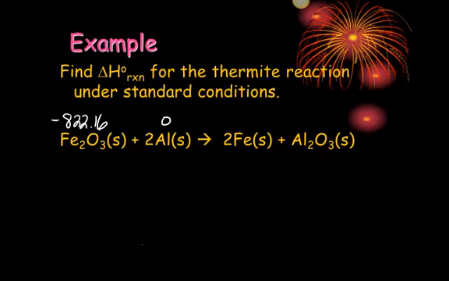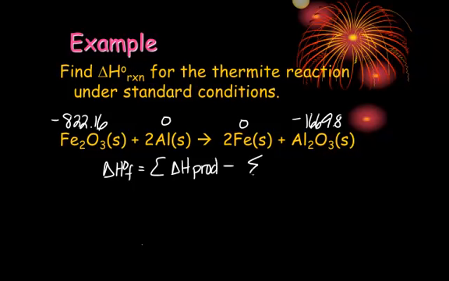Looking at the first product, iron, the standard state is solid. So the standard enthalpy of formation for iron is going to be 0. And the last standard enthalpy of formation is for the aluminum oxide, which is negative 1,669.8 kilojoules. Now, if you look back at the equation that I gave you previously, the standard enthalpy of formation is equal to the sum of the standard enthalpy of formation of the products minus the sum of the standard enthalpy of formation of the reactants.